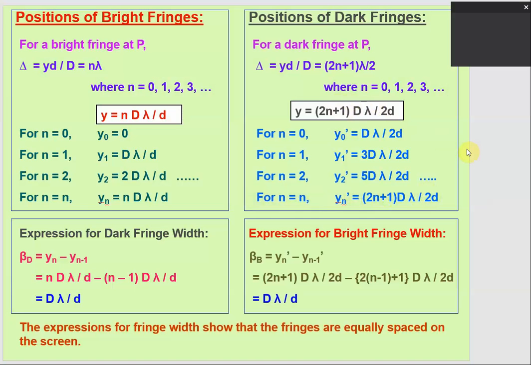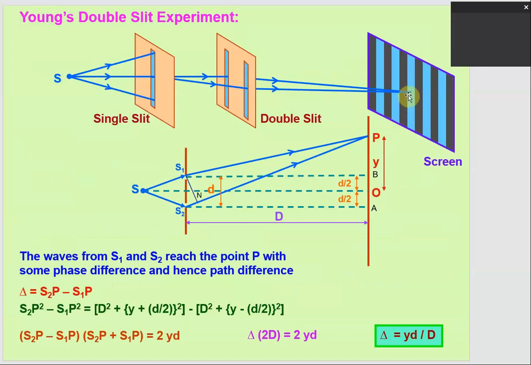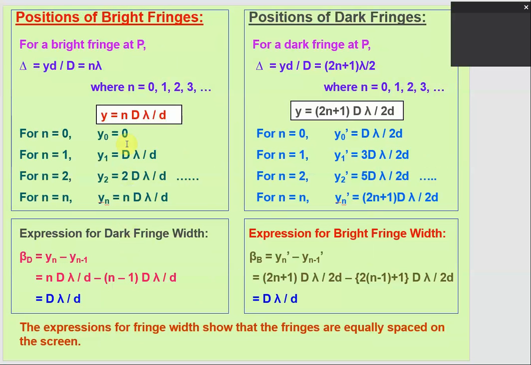Now from these positions of the bright and dark fringes, we can calculate the width of the bright and dark fringes. For that, one must understand that between any two bright fringes there will be a dark fringe, and between any two dark fringes there will be a bright fringe. So what we do is take the difference of positions of two successive bright fringes. It will give us the width of the dark fringes, because in between two bright fringes there will be a dark fringe.